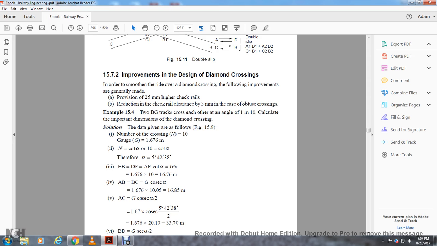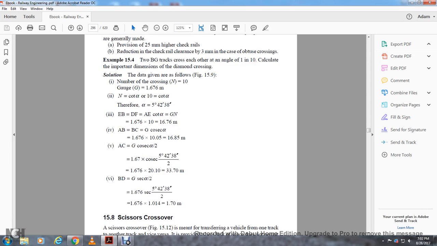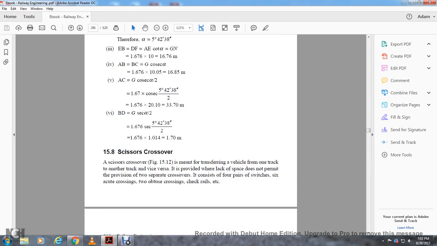AC is equal to G cotangent A cosecant A divided by 2, which is 1.676 times 10 times 10.05 divided by 2, about 33.70 meters. BD is equal to gauge times secant A divided by 2, which is 1.676 times secant 5 degrees 42 minutes 38 seconds divided by 2, about 1.7 meters.